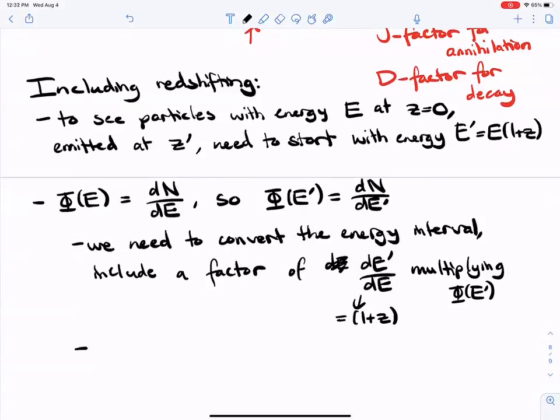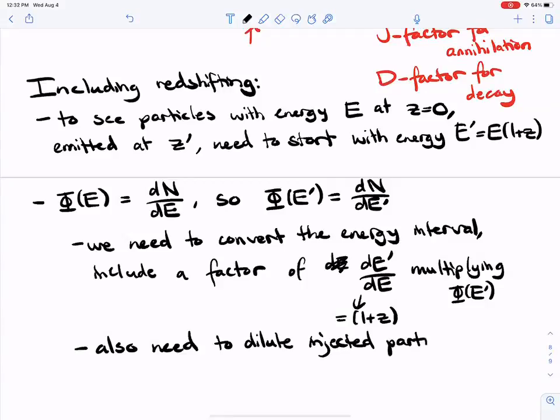The other thing that you need to take into account is if I injected a certain number of particles at, say, redshift 10, and I ask what's the contribution of those particles to the number density in the present day universe, they will have been diluted by a factor of 1,000 compared to particles that were just injected, right? So we also need to dilute the injected particles by a factor of 1 plus z cubed.